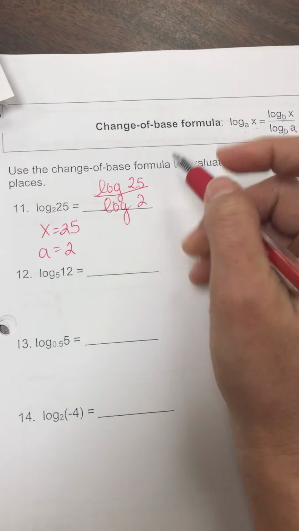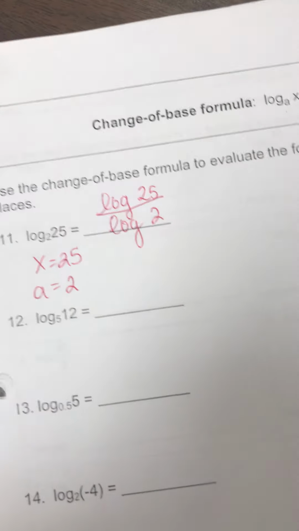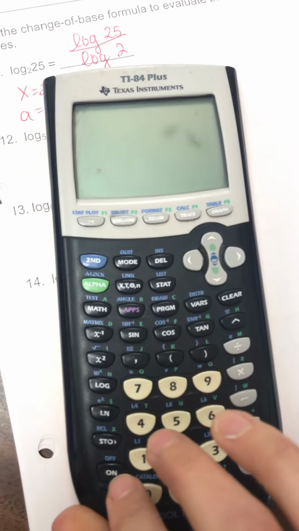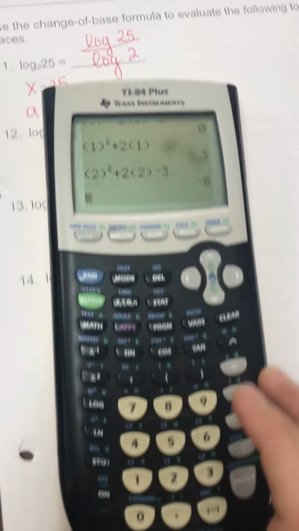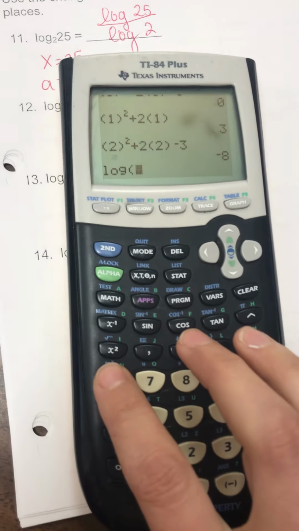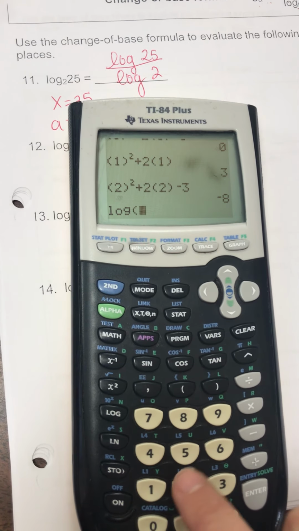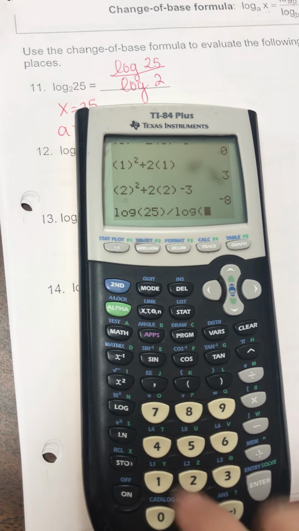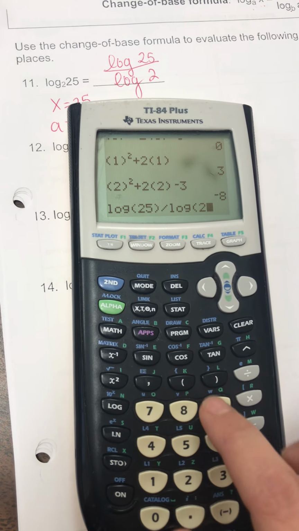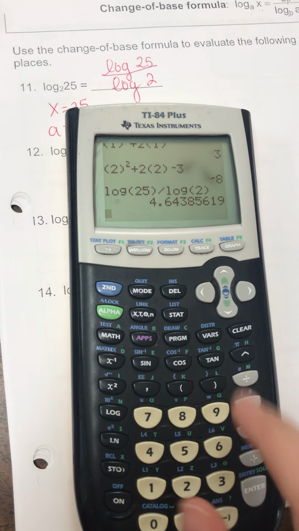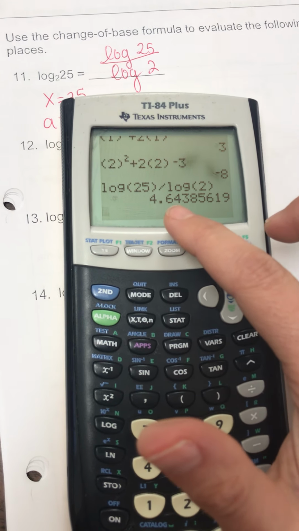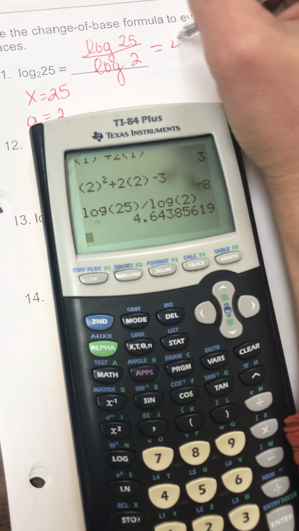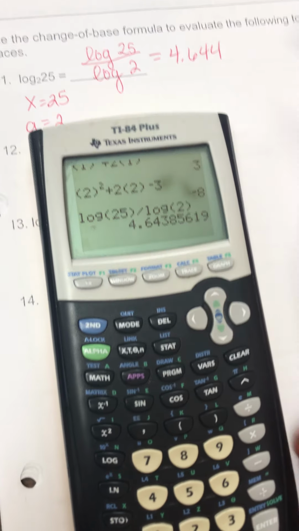So you can put this in your calculator. Let's see if I can open mine up really quick. Show you how to do it on a calculator. So you're going to turn it on, and you're going to press the log button. You're going to type in 25 in parentheses, divide by log 2. Enter. So you're going to get 4 point, and it says 3 decimal places. So it would be 644. So your answer is 4.644.